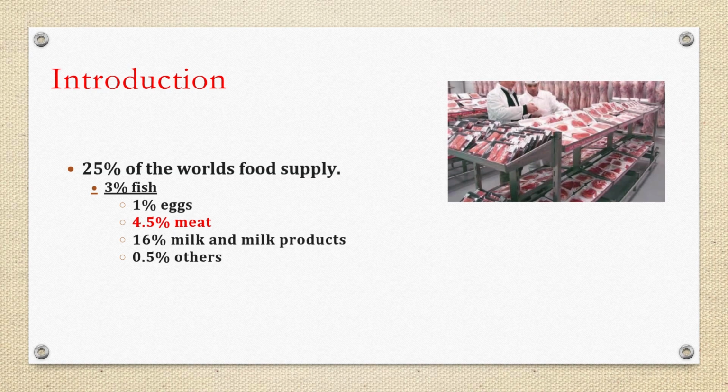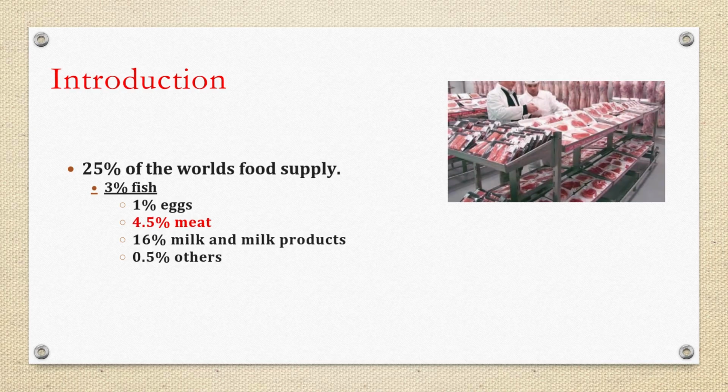Meat and animal products form a crucial part of our global diet. In fact, they make up about 25% of the world's food supply. Let's break that down a little more. Meat itself accounts for about 4.5%. Fish is around 3%. Eggs are about 1%. Milk and milk products are a significant 16%. And other animal products make up the remaining 0.5%.